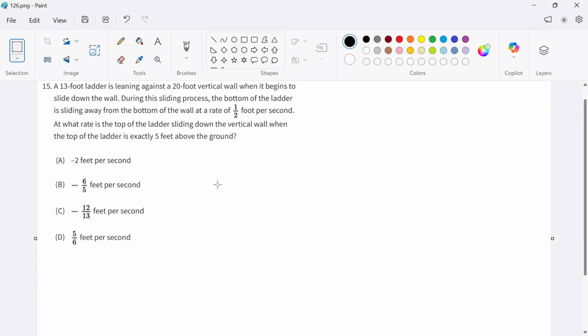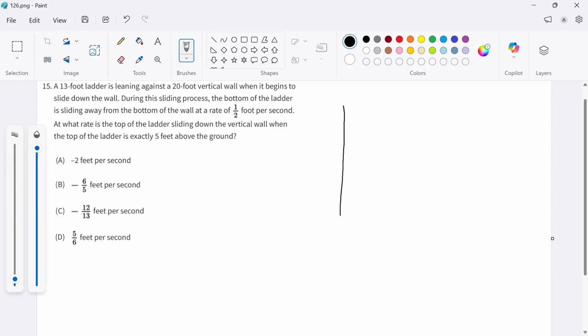Here's an AP Calculus AB question. Maybe it could be a BC question too. Multiple choice. A 13-foot ladder is leaning against a 20-foot wall when it begins to slide down the wall. During the sliding process, the bottom of the ladder is sliding away from the bottom of the wall at a rate of 1/2 foot per second. At what rate is the top of the ladder sliding down the vertical wall when the top of the ladder is exactly 5 feet above the ground?